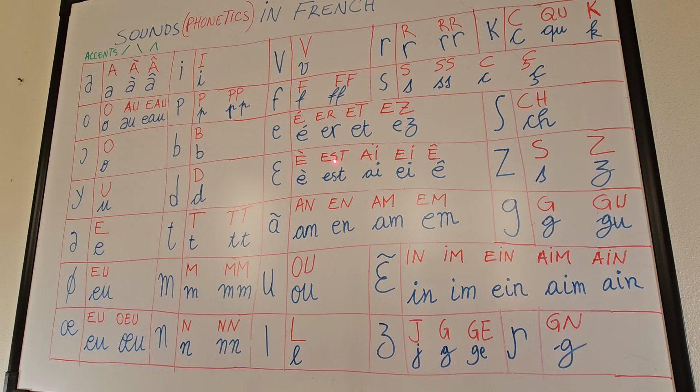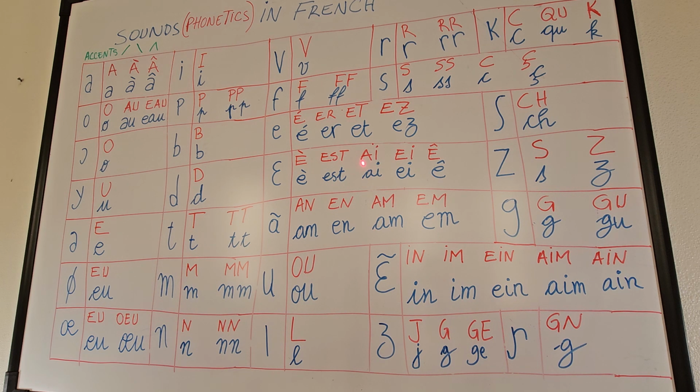And here you see E-S-T. So it still sounds eh, like if you said il est. Remember when we did the conjugation, we said il est, which means in English, he is. Eh is E-S-T, but you just say eh. You don't say est. No, no, no. That's eh.